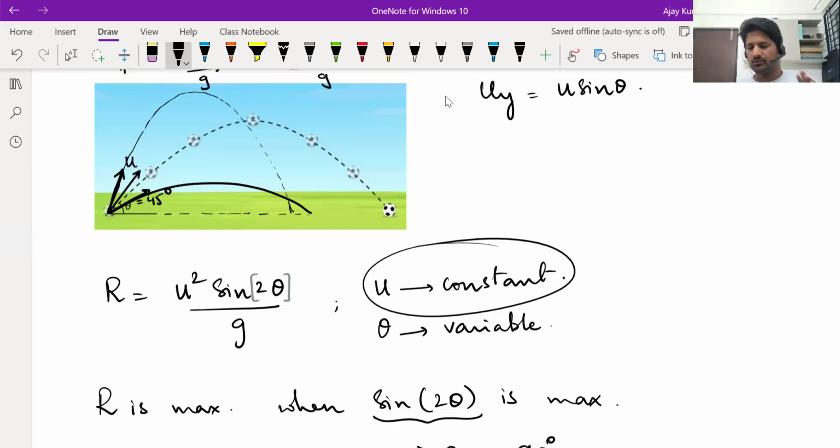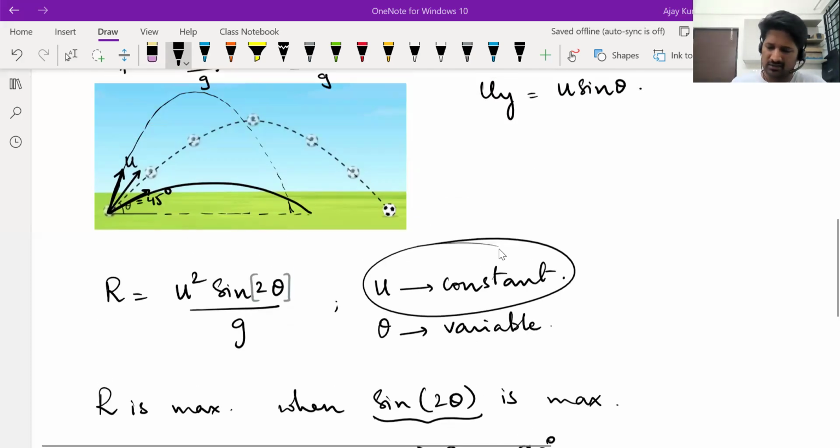Okay, so remember this point. For a given speed of projection, if you want the ball to land at the farthest distance horizontally, the angle at which it must be projected is 45 degrees. Fine.